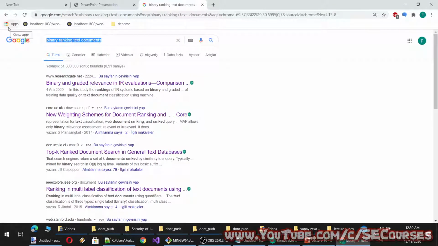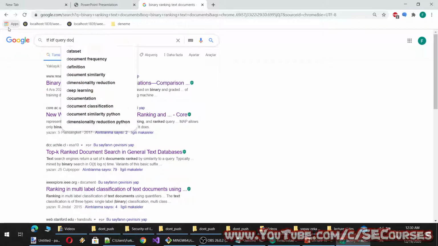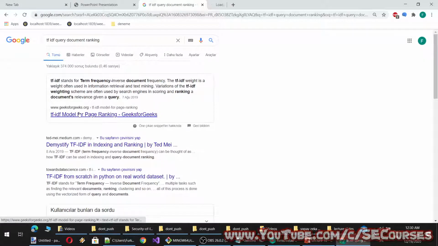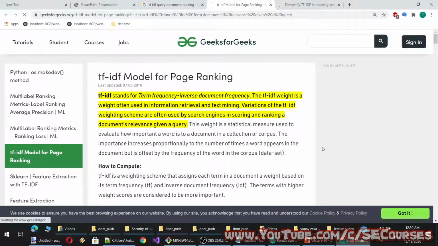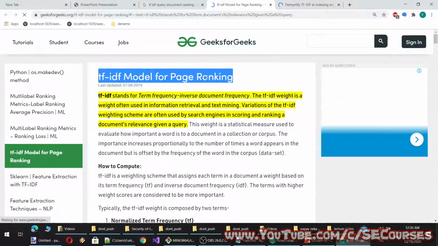Let's find Tf Idf query document ranking. I think this would be a good example. Okay, let's start working on this.